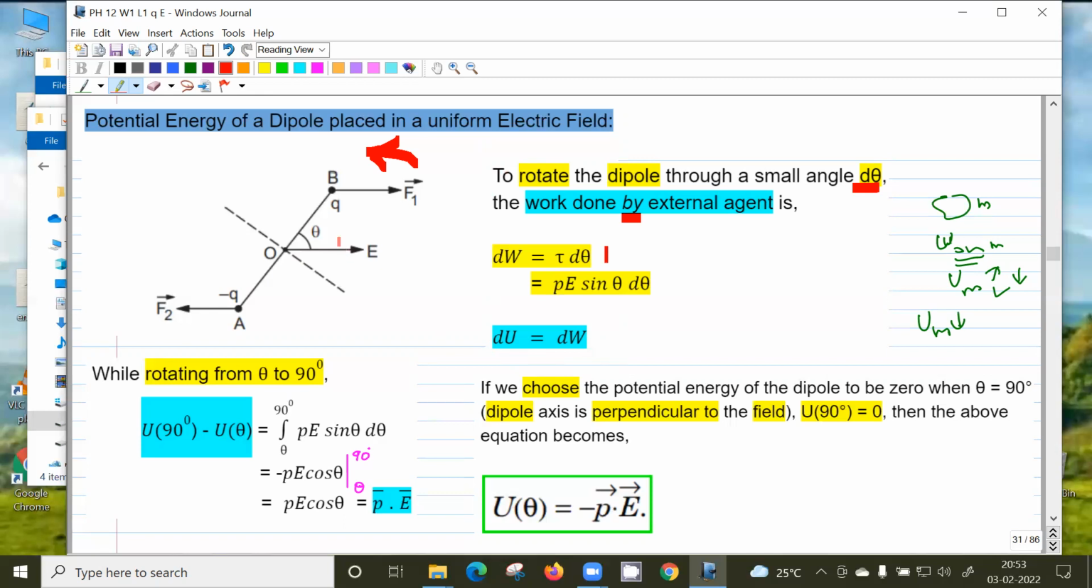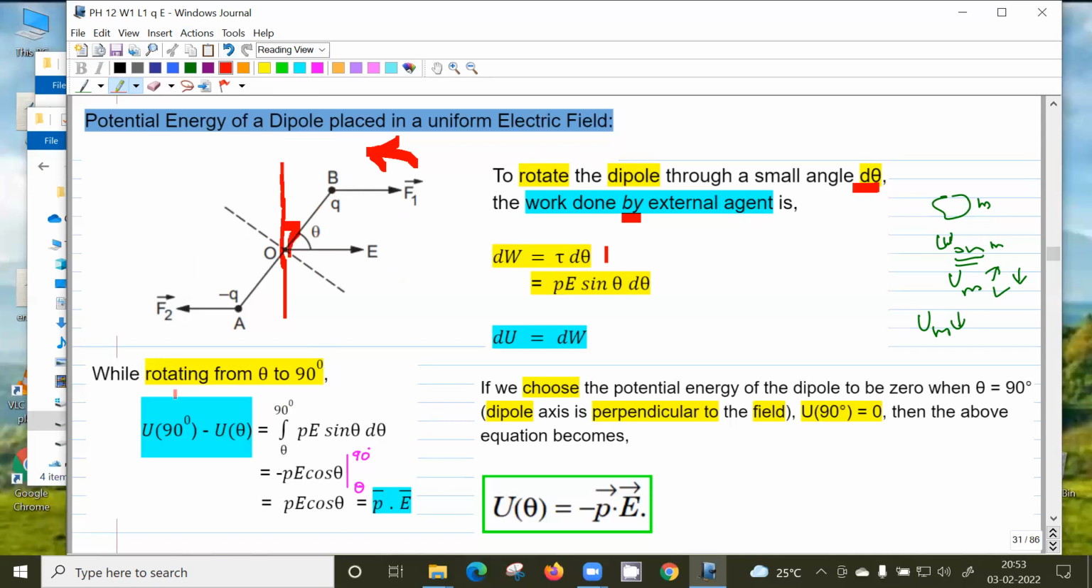And suppose I rotate this dipole from this position. Let the dipole be initially here, with plus q here and minus q here, and whatever is shown is the intermediate position, and finally I get the dipole here in this vertical direction. I'm rotating from theta to 90 degrees. This is the starting position, and the final position is 90 degrees, like this. The angle is measured from the horizontal, that is, with respect to the electric field.